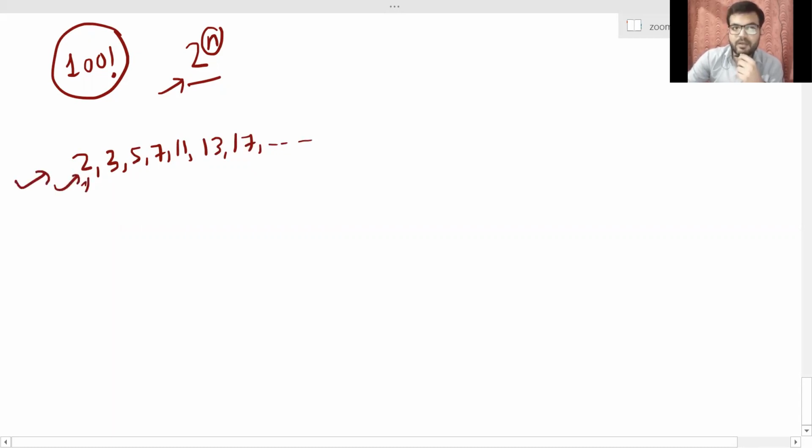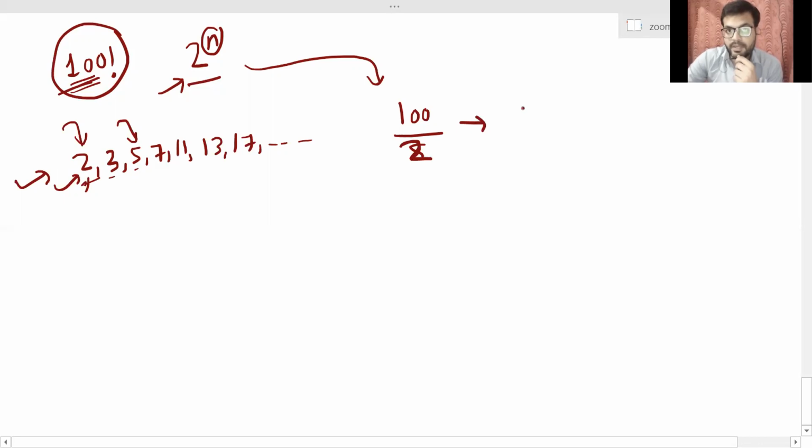If you have to find the maximum power of 5, you start dividing the number in the factorial by 5. If you have to find the maximum power of 2, you start dividing the number by 2, and so on. Here, as we have to find the maximum power of 2, we take the number inside the factorial, which is 100, and start dividing it by 2. If you divide it by 2, you will get 50.